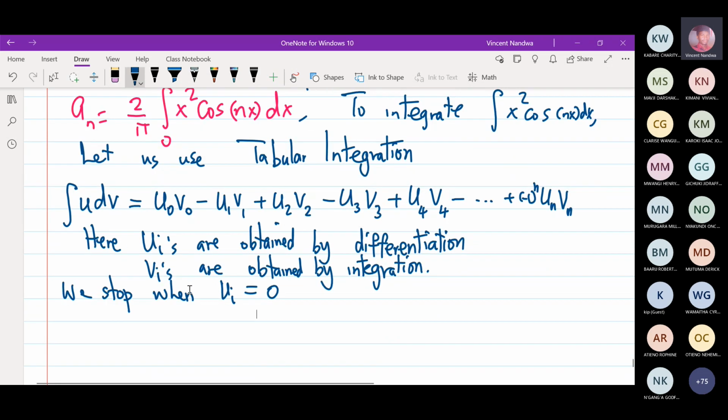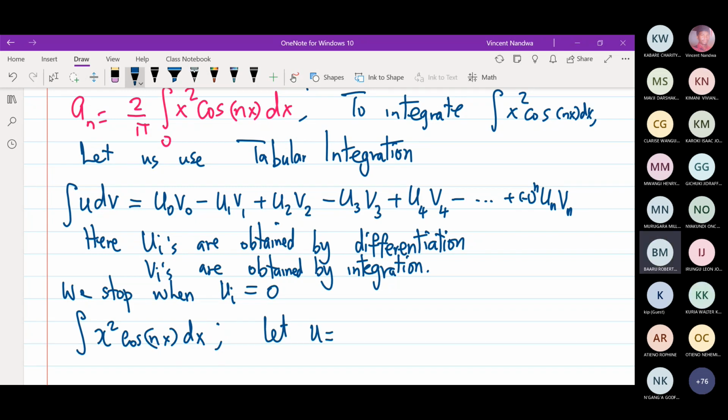So this is what I mean. Like in our present problem, we have x squared cosine of nx dx. So in the most natural way, the process of integration by parts will say let u be what? x squared. And dv to be?